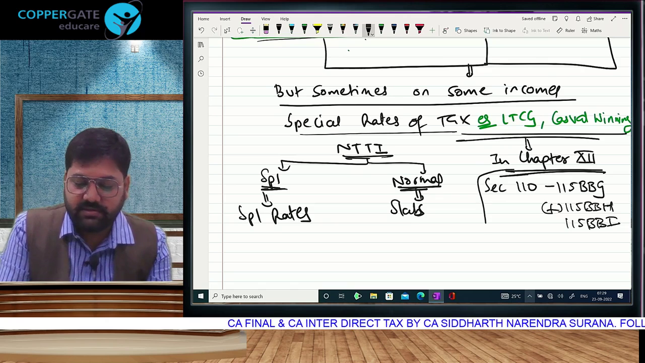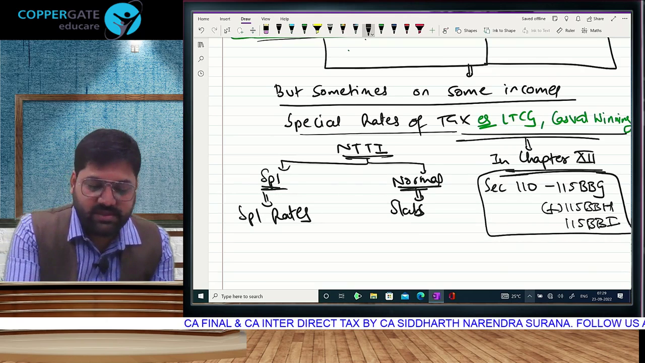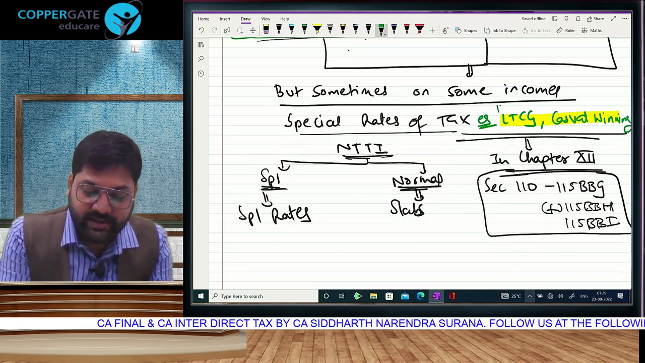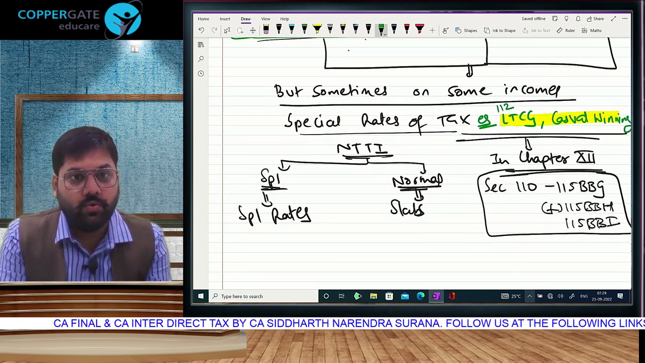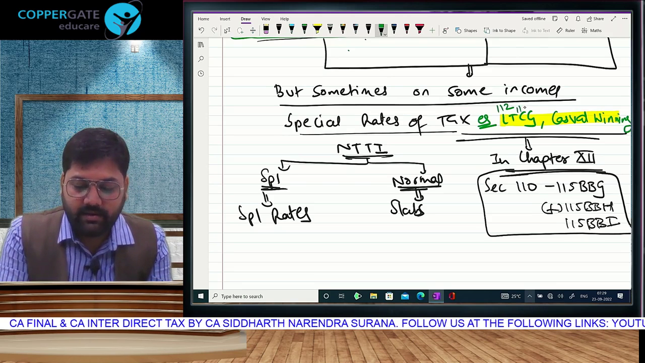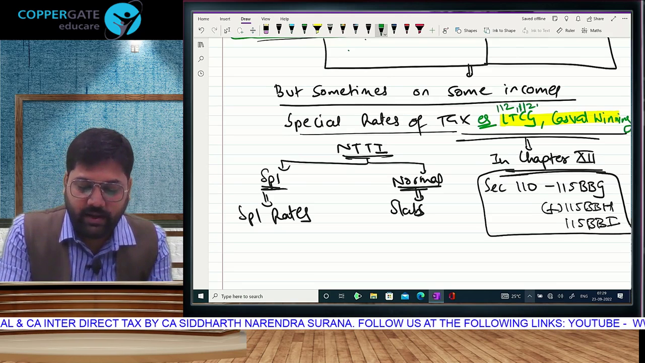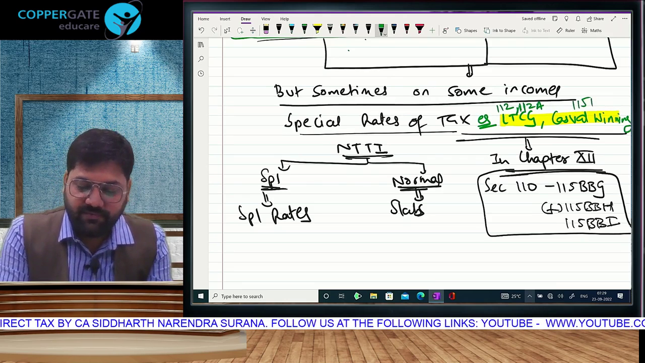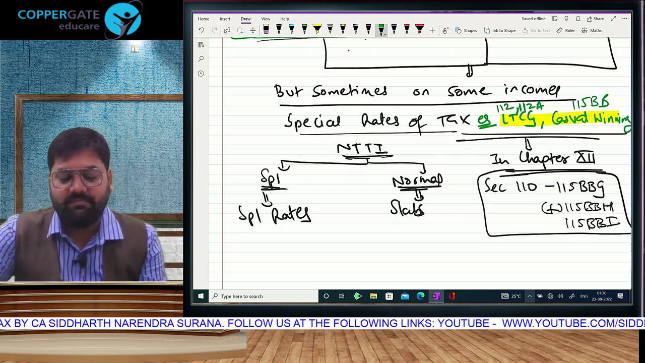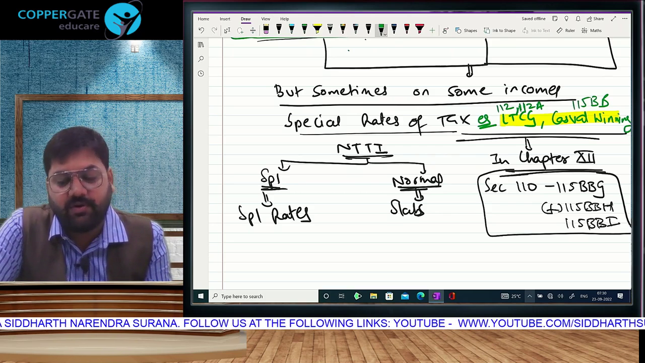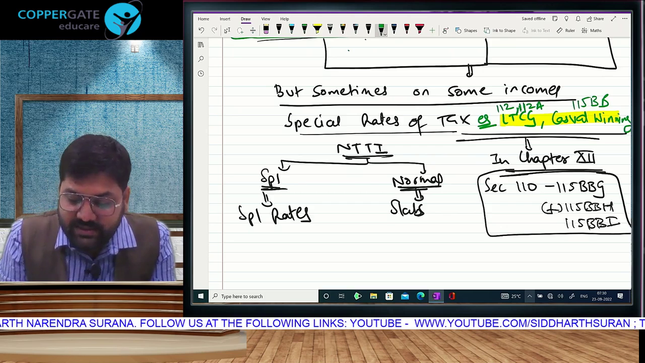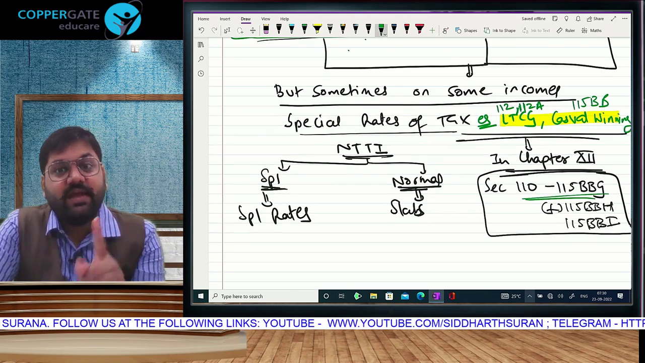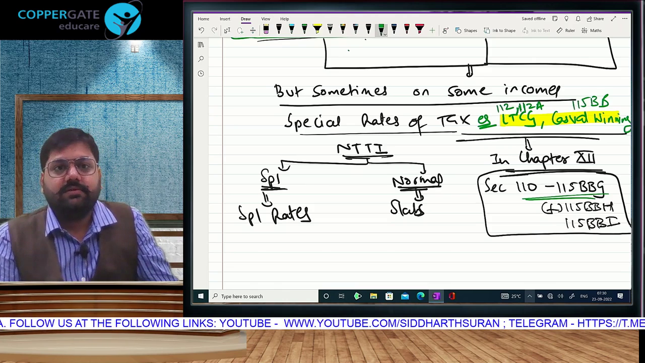This is special rates. This is where all these incomes are given. Long-term capital gain, for example, has 2 sections. Non-stock market 112. Stock market 112A. Casual winnings 115BB. Just look at the section numbers that I have written. For LTCG, for casual winnings. Do you realize that they are a part of this range? Yes, that is special rates.